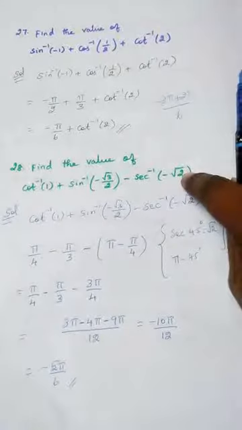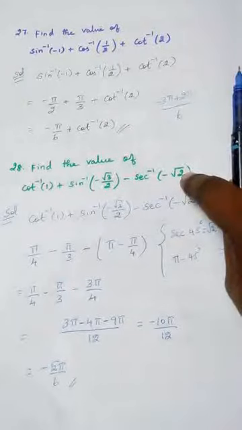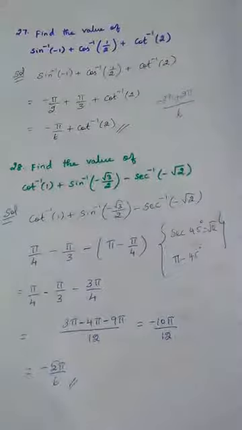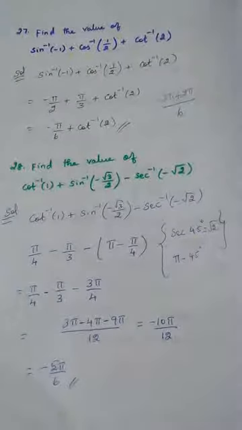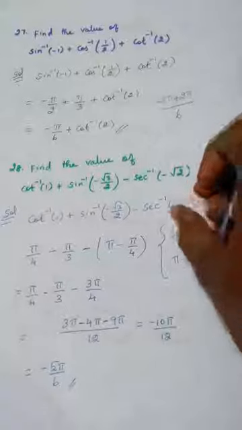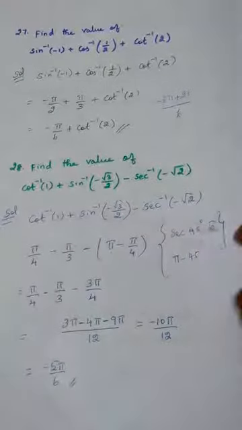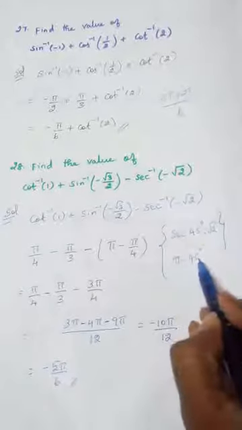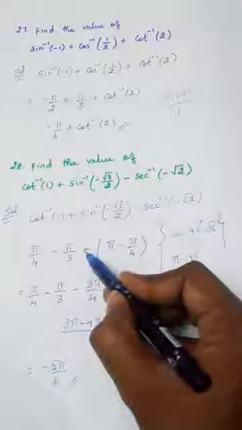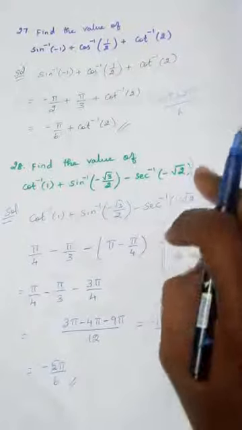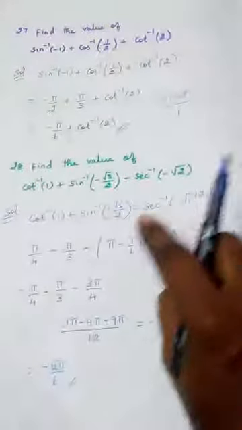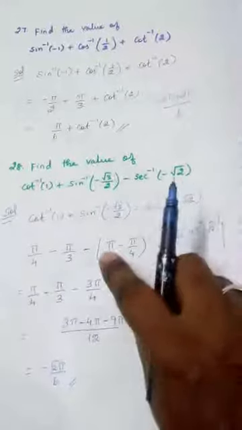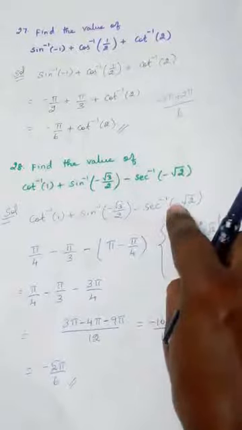Root 2. For what answer root 2 will come? 45 degree. So if minus symbol is present, we should write pi minus 45 degree. If there is no minus symbol, we will write only 45 degree, that's all. So this minus sign is written. Secant inverse root 2 answer is pi by 4. Since minus sign is present, pi minus pi by 4. So for this, the answer is pi minus pi by 4 because of this minus sign.